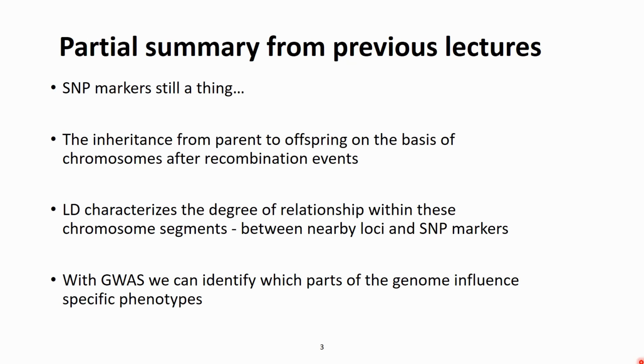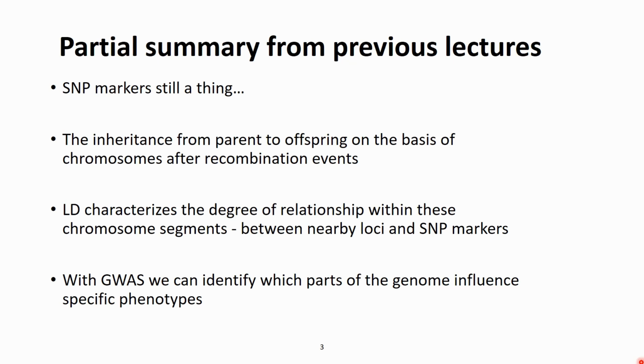Another important aspect we talked about in the previous lectures is the so-called linkage disequilibrium, or LD in short. And this LD characterizes the degree of relationship within these inherited chromosome segments. What I mean with that is that if two SNPs are closer to each other, they are more likely to be inherited together to the next generation, or from parents to offspring. This means that we observe segments on the genome that tend to stick together and be inherited as one group rather than on a SNP-by-SNP basis.